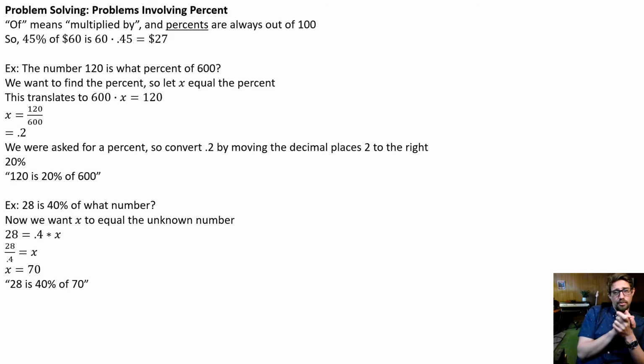In that problem, we were asked to find a number. In the previous problem, we were asked to find a percent. So we got this tiny little number of 0.2, but then we changed it into a percent. If you're being asked to find the actual number and you know the percent, you're not going to have to do that.